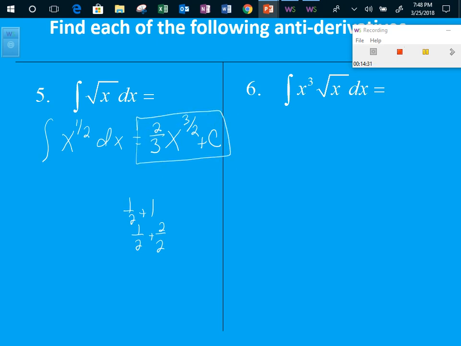Now number 6, I have a rule for you later on, you won't like it, that undoes the product rule. So we do not want to try to undo the product rule on this. So on number 6, simplify first. X cubed times x to the 1/2 dx. Go back to your Algebra 1 days. When you multiply, you add those exponents.